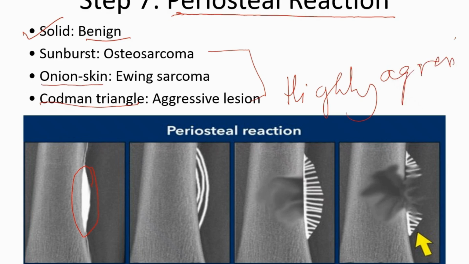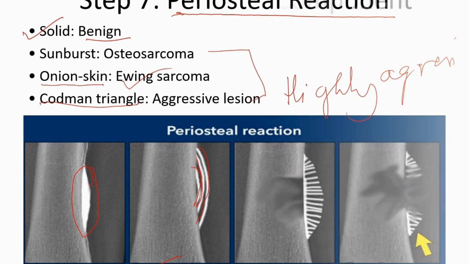Onion skin is due to the lamellated type of periosteal reaction, that denotes the different ages of growth of the lesion. So this is also due to an aggressive lesion, but it is less aggressive than the Codman triangle or spiculated or sunburst type of periosteal reaction. This is seen in Ewing sarcoma. So this is called the onion skin periosteal reaction or lamellated periosteal reaction.